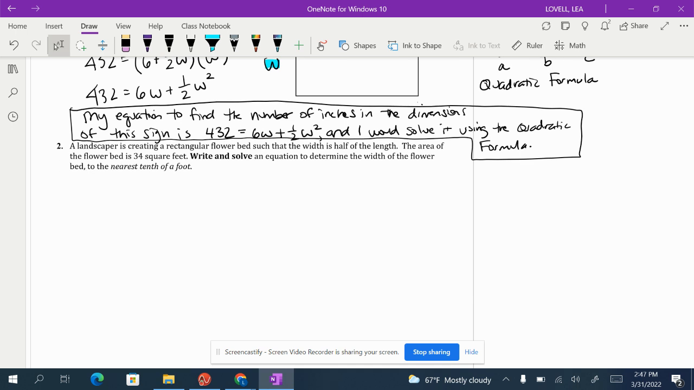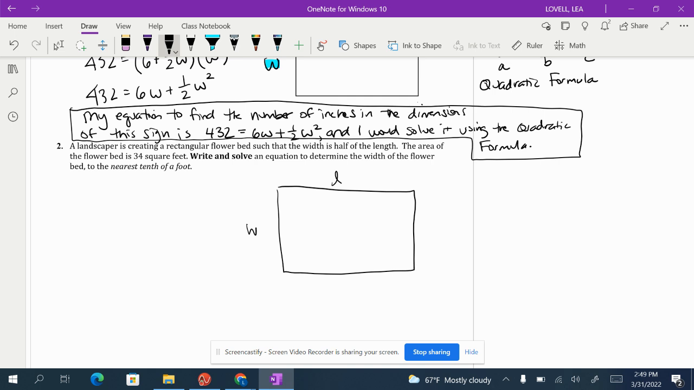Number 2, a landscaper is creating a rectangular flower bed such that the width is half of the length. The area of the flower bed is 34 square feet. Write and solve an equation to determine the width of the flower bed to the nearest tenth of a foot. So here we are going to draw the figure. Whenever they mention a figure, you should always draw it. Here they say rectangle. And it has a width and a length, of course.